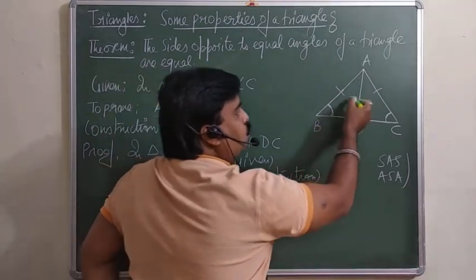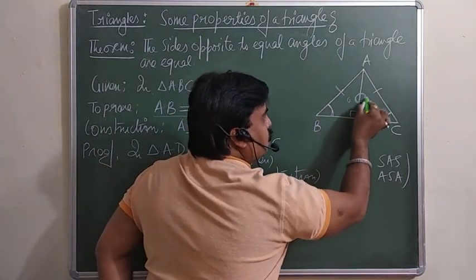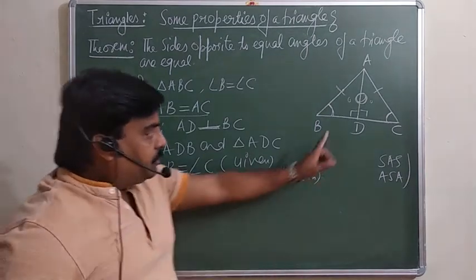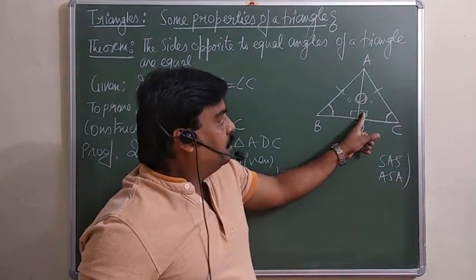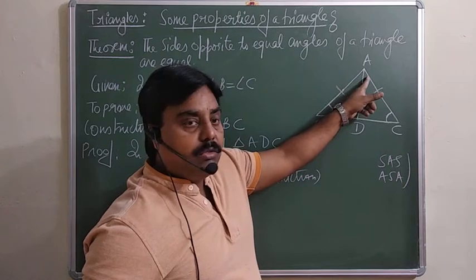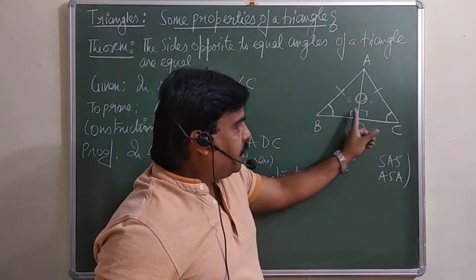Now in these two triangles, this is the side which is common. AD is equal to AD, common. But what is the question? This angle is equal to this one. So you are supposed to think about this angle also. No doubt, why is this angle equal to this? This is equal to this one.